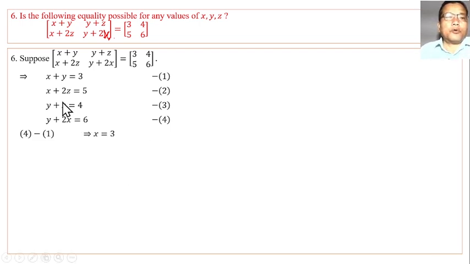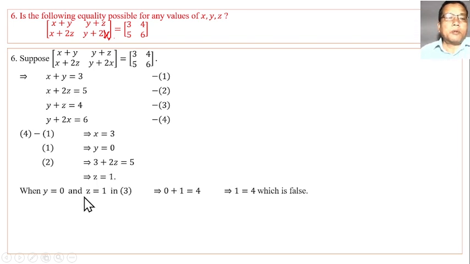Equation 4, equation 1, we substitute x and y values. In equation 1, the value of y is 0. In equation 2, the value of z is 1. When x or y equals 0 and z equals 1, in equation 3 we substitute the z value: 0 plus 1, and right now 1 equals 4, which is false. The equation is not solved.